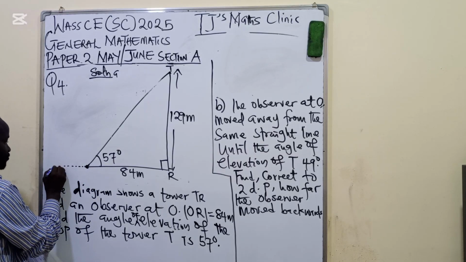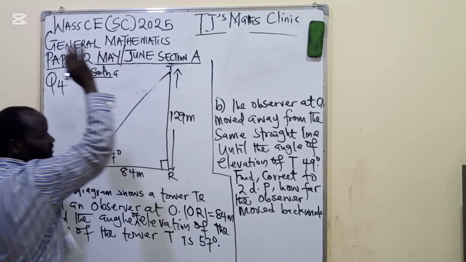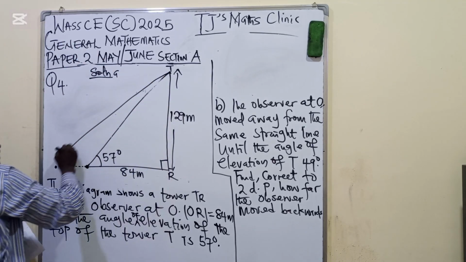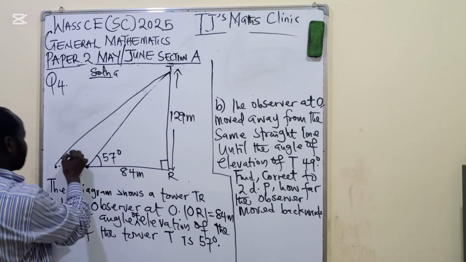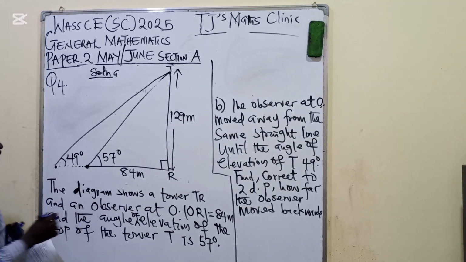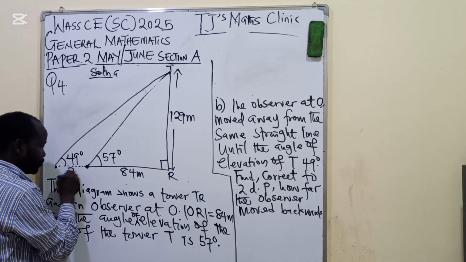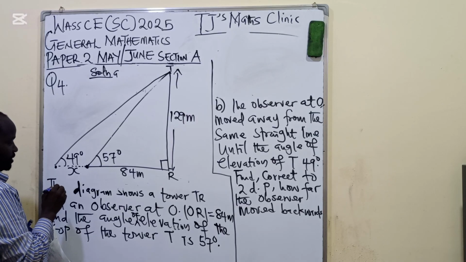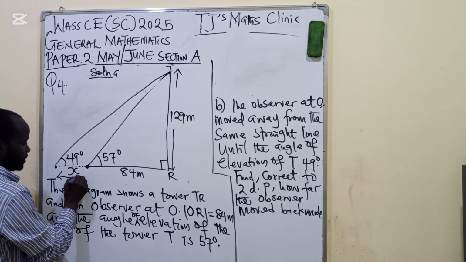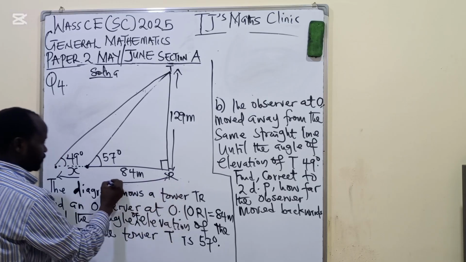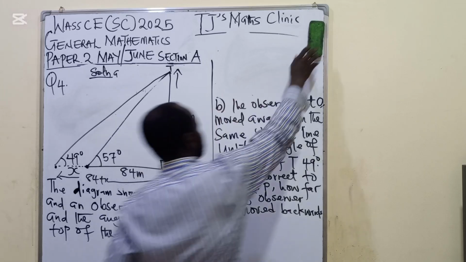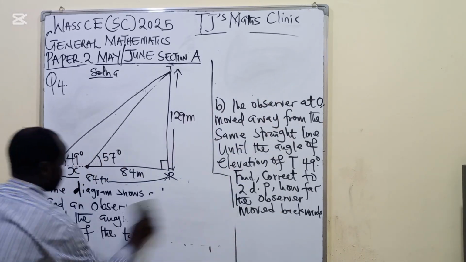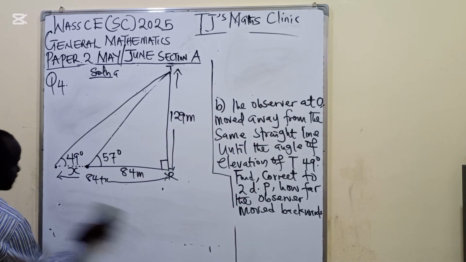The observer, let's say, moves to this point and observes the top of the tower at an angle of 49 degrees. So it means we don't know this new distance. Very important. So the entire distance now from here to here is nothing but 84 plus x. Permit me to clean this part. 84 plus x. Okay?